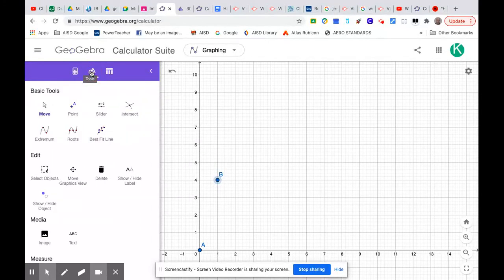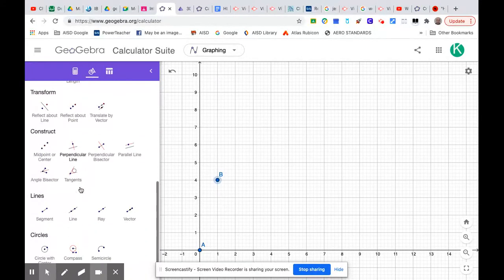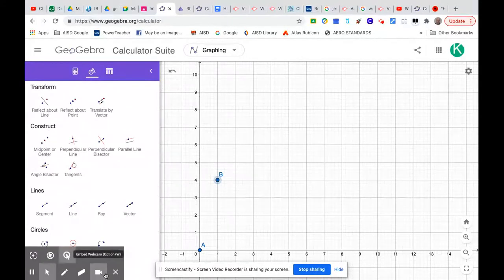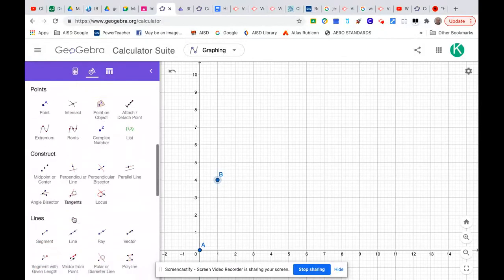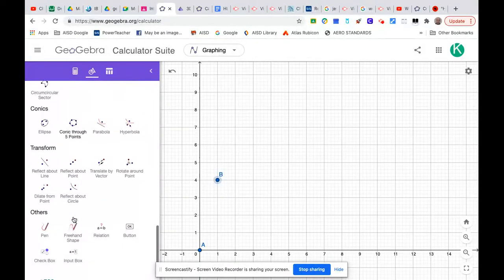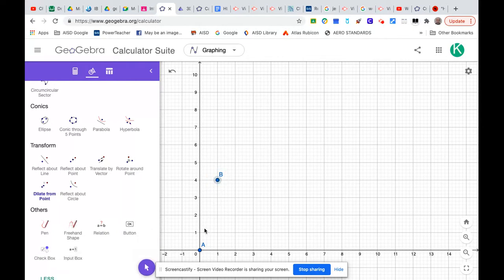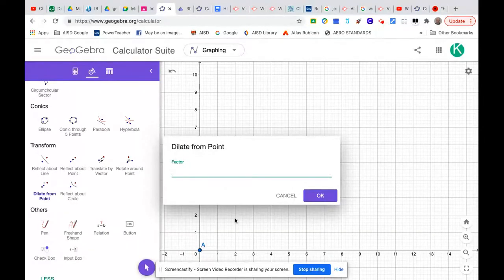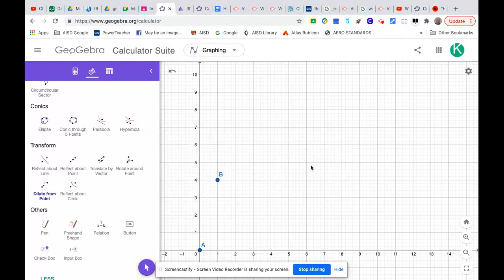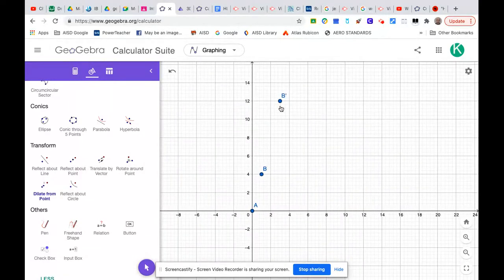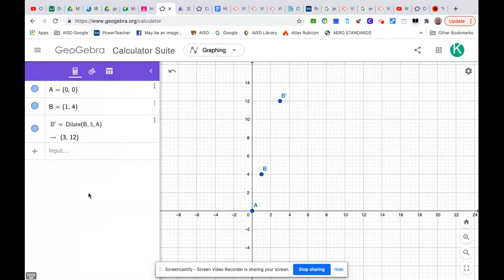So let's go to the circle star and transform. We need more transformation. So let me X out of this. We need more. Go back to construction, transform. We're going to dilate from the center point. So B from A, let's do by a factor of 3. Okay, and then if we shrink it down, we see B prime there. And if we go back to the calculator, we can see that 1, 4 by a factor of 3 went to 3, 12. And the idea is that it multiplies the coordinates.